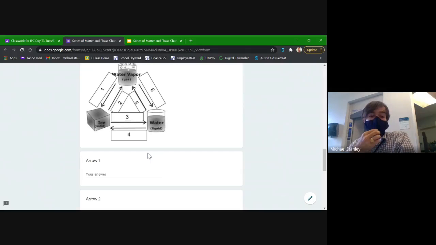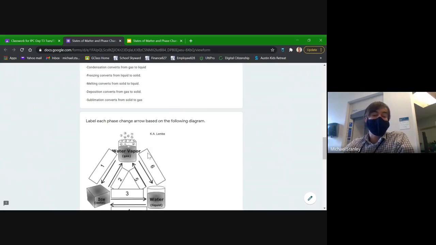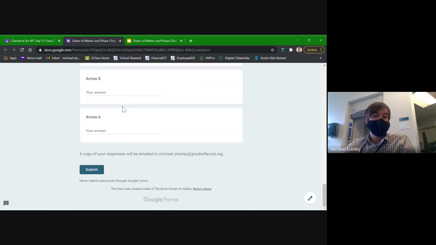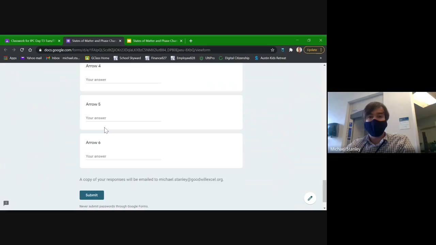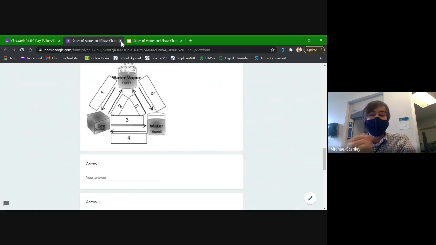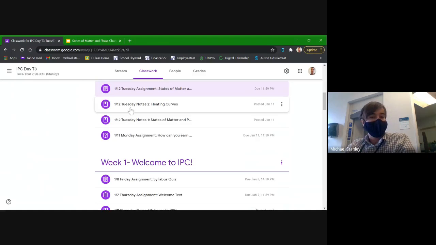And then I just want you to tell me which phase change each one of these arrows represents between freezing, melting, vaporizing, condensation, sublimation, and deposition. Which phase change goes with which arrow? So 6 arrows, 6 phase changes. So that is what your Tuesday assignment looks like.